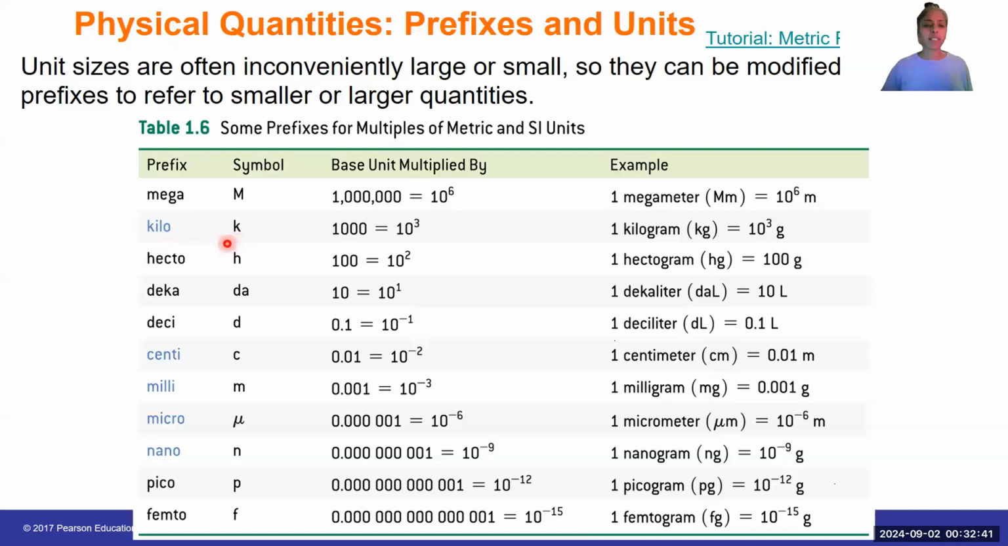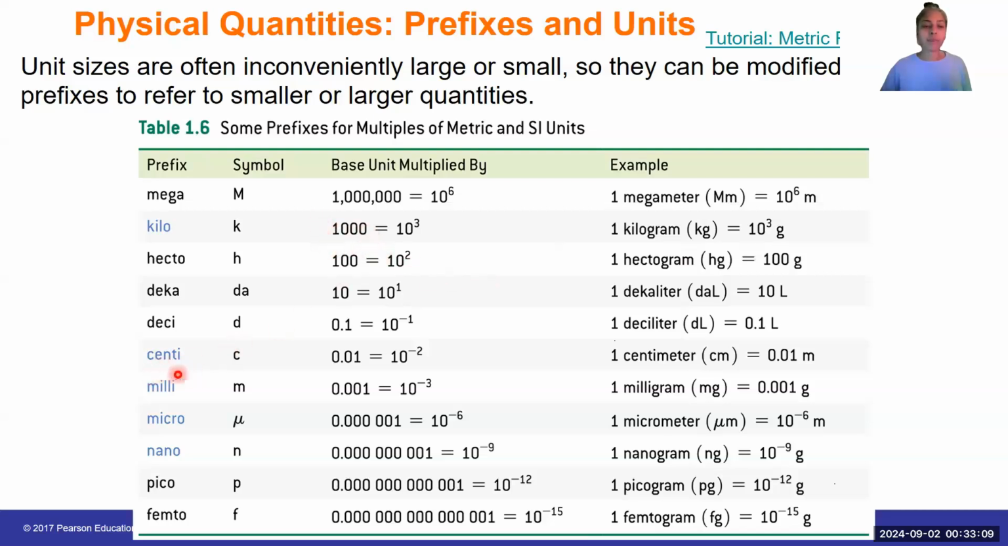So kilo, what does that mean? Kilo has the symbol of a lowercase k, and it equals 1,000 or 10 to the 3. So if I have 1 kilogram, that means I have 10 to the 3 grams, or I have 1,000 grams.